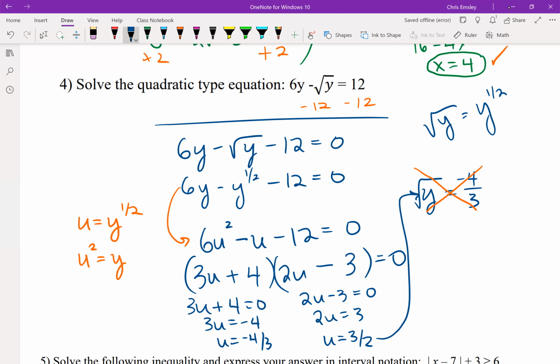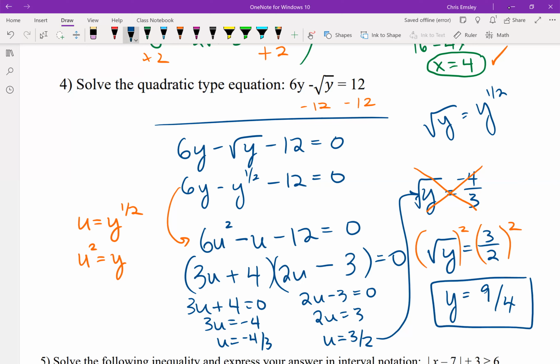For our other one, the square root of y is equal to 3/2. That one, we can get a solution. We square both sides. And we find out that y is equal to 9/4. There's our final answer.